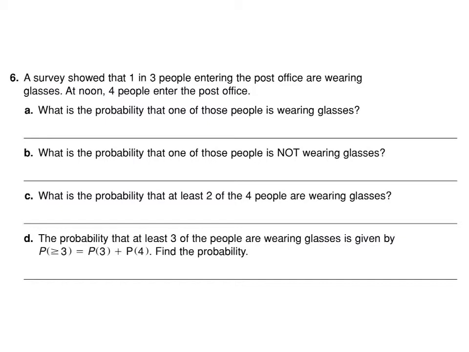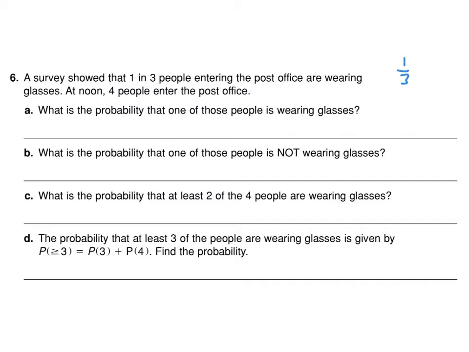So for the last problem, they are reviewing a survey. The survey showed that 1 in 3 people entering the post office are wearing glasses. That tells me that the probability is 1/3, right? So I'm just going to make a note of that. My probability is 1/3 for wearing glasses. At noon, 4 people entered the post office. Yippee. Okay. What is the probability that one of those people is wearing glasses?